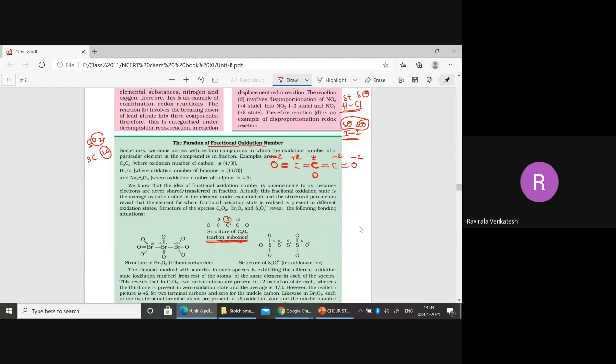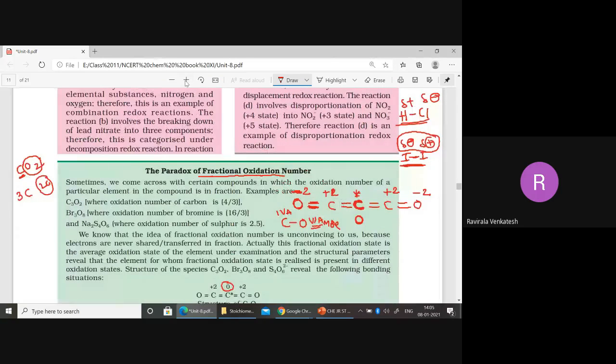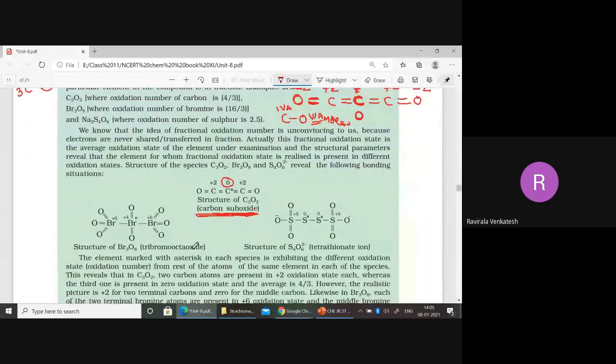Then among carbon and oxygen, which is more electronegative? Carbon belongs to the 4th group and oxygen belongs to the 6th group. In the same period, the higher the group number, the more electronegative it will be. Which one is more electronegative? Oxygen is more electronegative. So in this case, you get it like this. Now, let me take bromine, Br3O8.